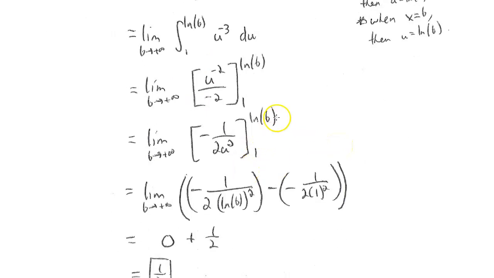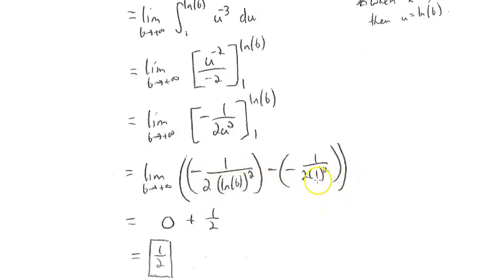Okay, so if we do this, we get negative 1 over 2 times ln of b squared minus a negative 1 over 2 times 1 squared. Now this is just negative 1/2 here, and it's being subtracted, so it's positive 1/2. And here, as b approaches infinity, ln of b will approach infinity. So ln of b quantity squared will approach infinity, so the whole denominator will. So that fraction as a whole will approach 0.